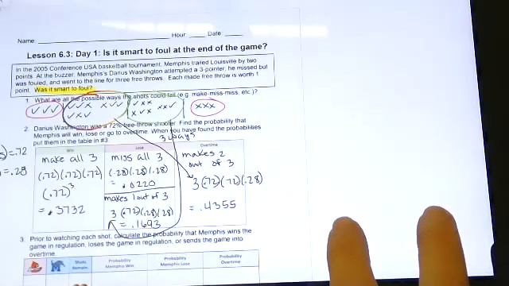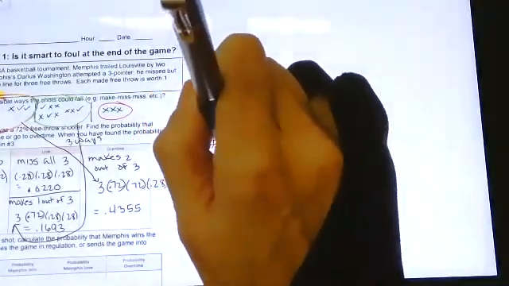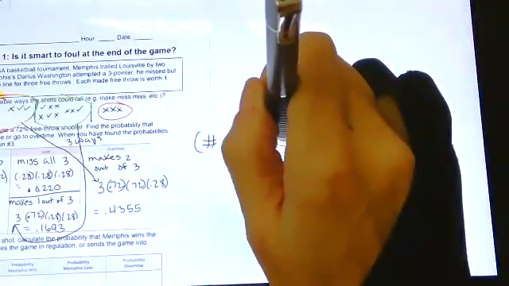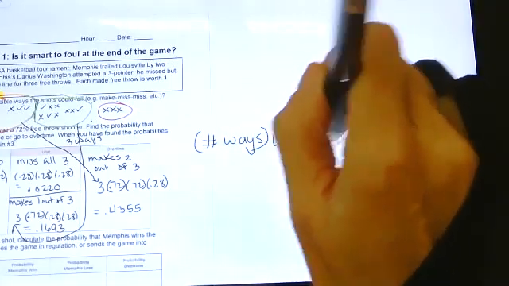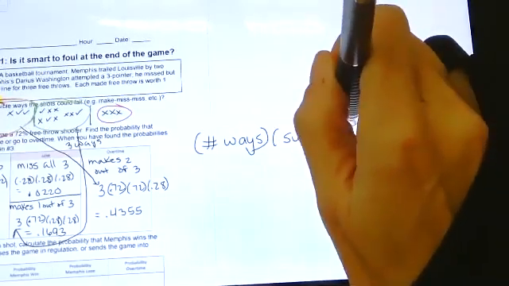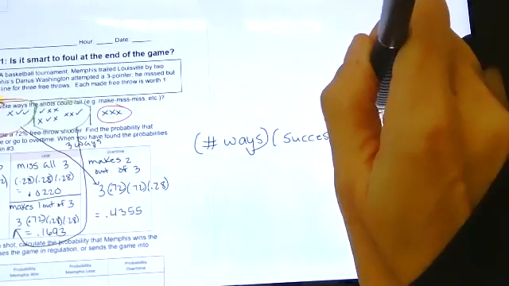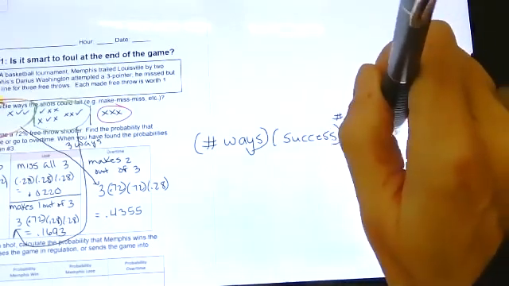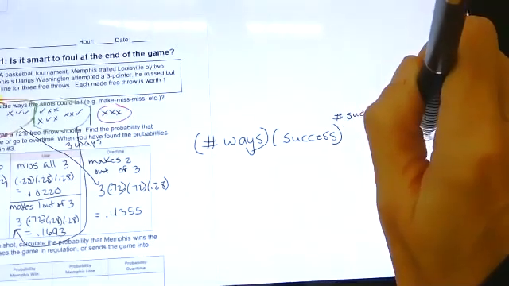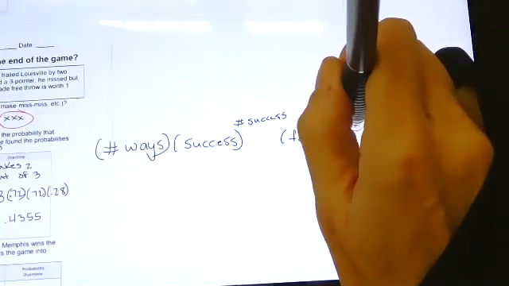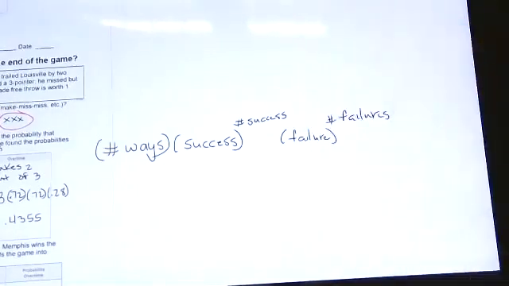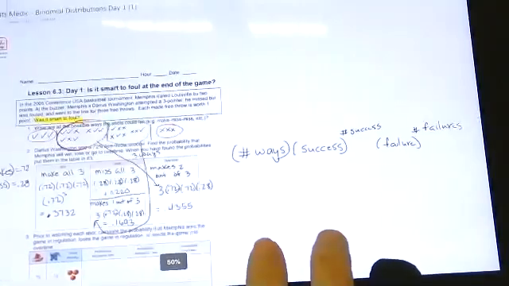This is something called a binomial distribution. The way it's set up is you take the number of ways, and you multiply by the probability of success. Up here, the exponent is the number of successes. You multiply that by the probability of failure, and up here your exponent is the number of failures. So if you take a look, that's actually what we've been doing, okay?